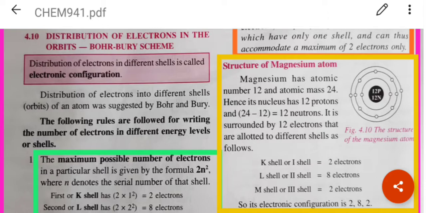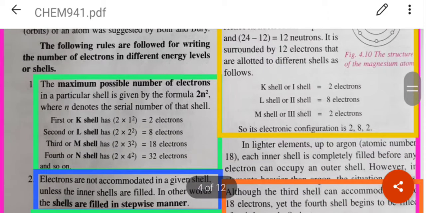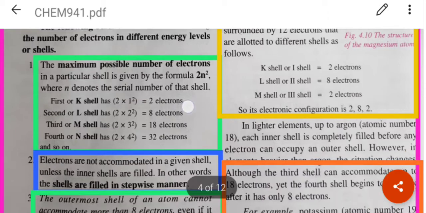Now let's go through the distribution of electrons in the orbits following the Bohr-Bury scheme. So already I have showed you the diagram. Now the first rule is the maximum number of electrons in a particular shell is given by the formula 2n squared. Okay, so the shells are named in this way. First shell is called K, second L, M, N. So if we use this formula, the maximum number of electrons in the K shell can be 2, L shell can be 8, M shell 18, N shell 32.